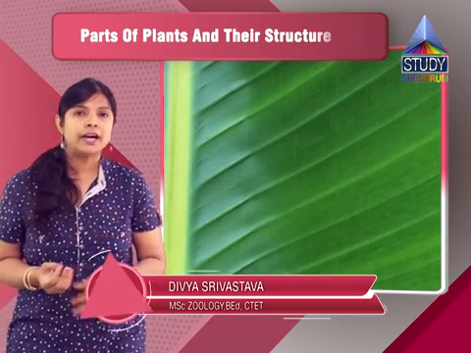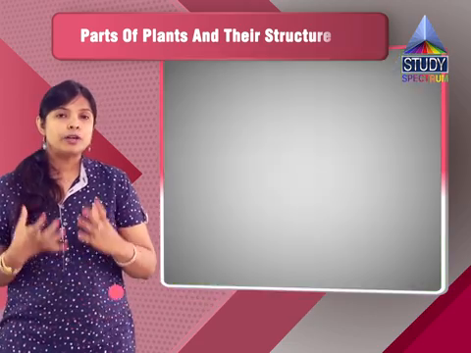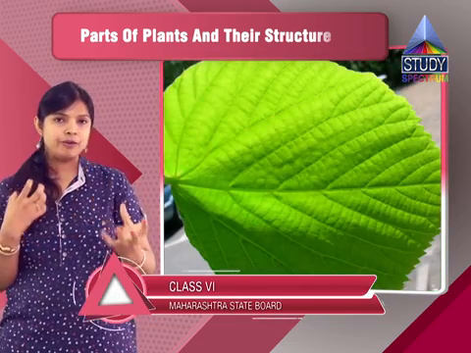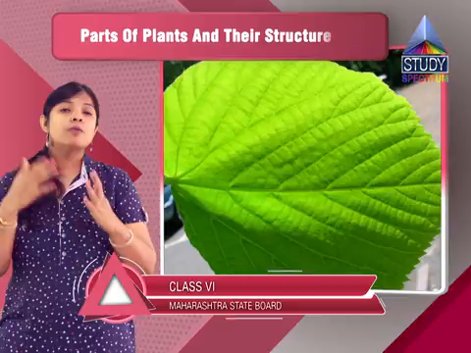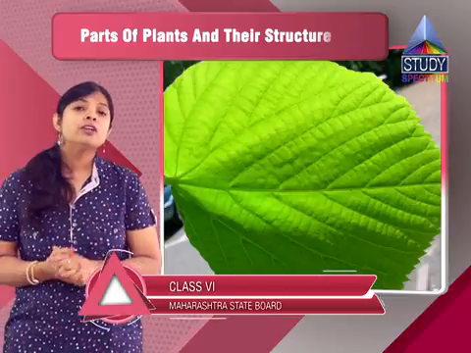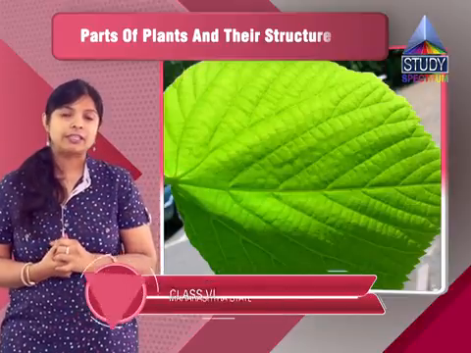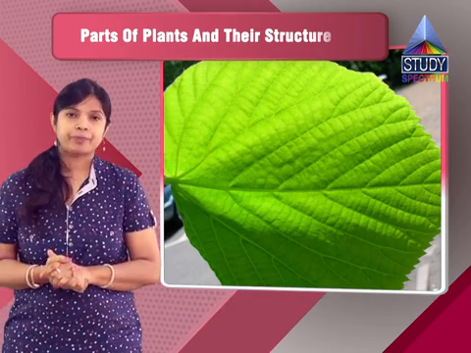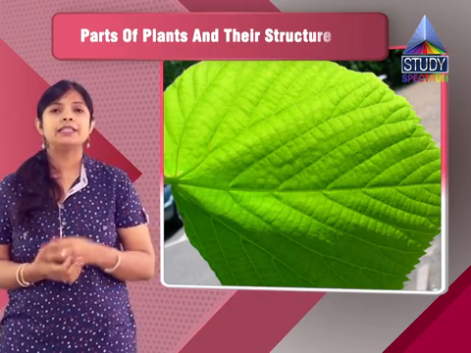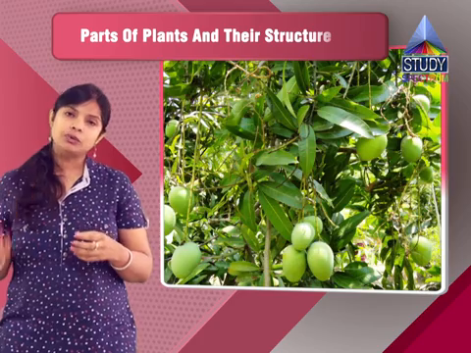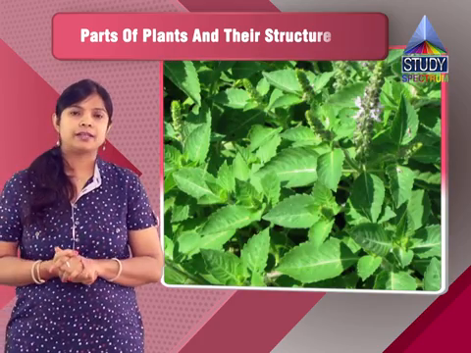So students, if we start with reticulate venation, what happens? Veins form a net-like structure on both sides of the midrib. These kinds of leaves are called reticulate leaves. They are present in mango, peepal, tulsi, all these kinds of plants.